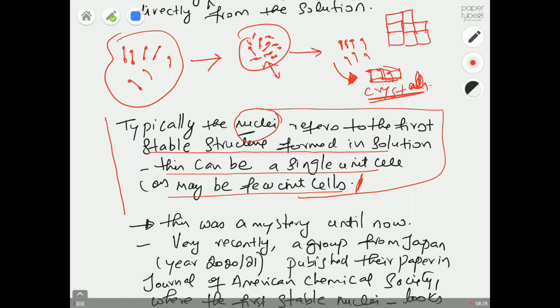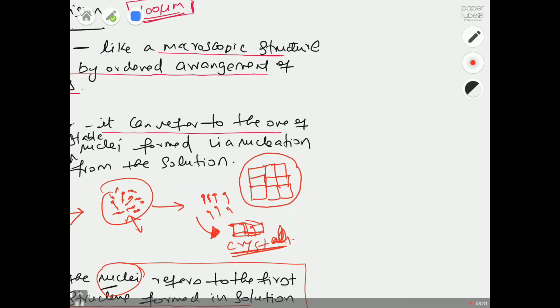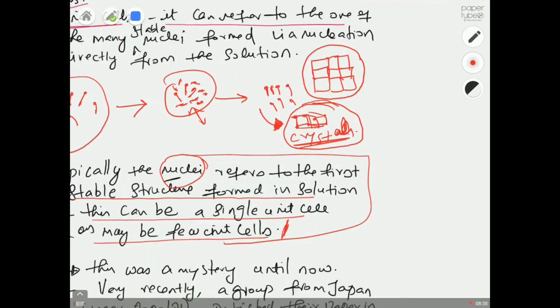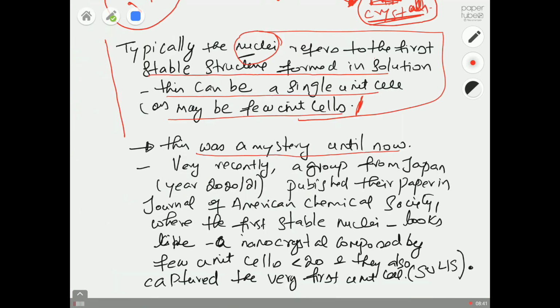So this is something very little understood, how the first stable nuclei looks. Is it composed of one unit cell, or is it composed of many unit cells? So this remained a mystery until now. I mean now it means almost 2020. And very recently a group from Japan, I saw this paper only two months ago, published this paper in the year 2021, almost at the end of the year 2020.